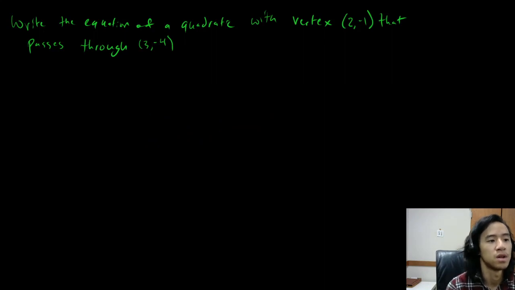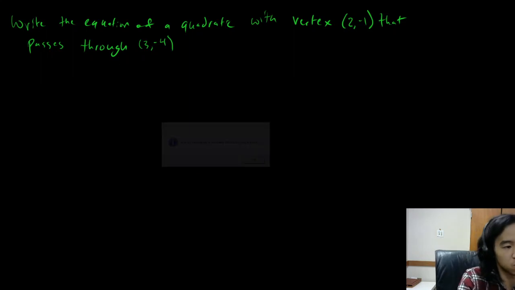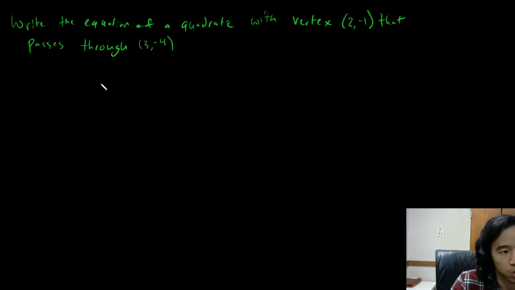Alright, so excuse the bad handwriting. This says write the equation of a quadratic with a vertex (2, -1) that passes through (3, -4). So what we're going to do is use the vertex. We're going to use vertex form.